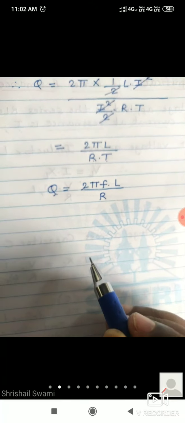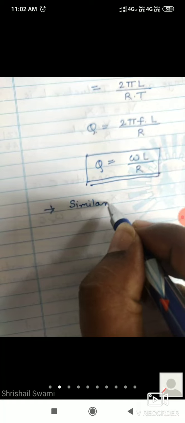So that becomes 2 pi F into L divided by R, and this is the value of quality factor. Now if you consider 2 pi F as omega, then omega L divided by R is Q. So Q is equal to omega L divided by R, and this is about the inductor. Similarly, I will not derive for the capacitor, I will directly tell the value.